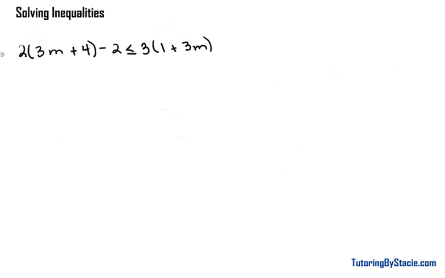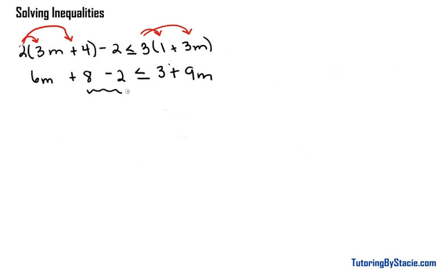Now our first step here, instead of bringing anything from one side to the other, we are going to distribute our 2 to the 3m and our 2 to the 4, and then distribute our 3 to the 1 and the 3m. So 2 times 3m is 6m, plus 2 times 4 is 8, minus 2 is less than or equal to 3 times 1 is 3, plus 3 times 3m is 9m. Next, we'll combine our like terms. So we have 6m plus 8 minus 2 is 6 is less than or equal to 3 plus 9m.